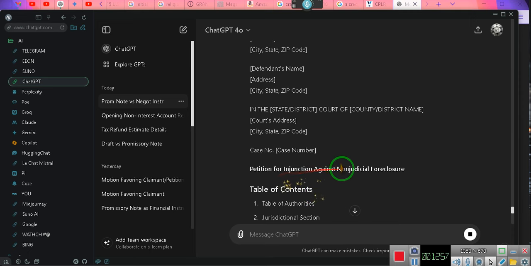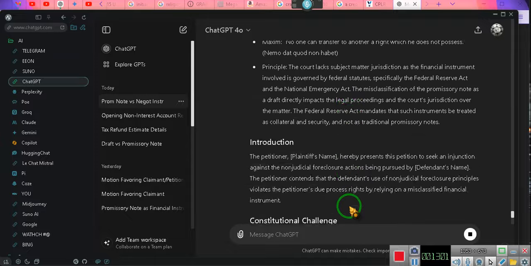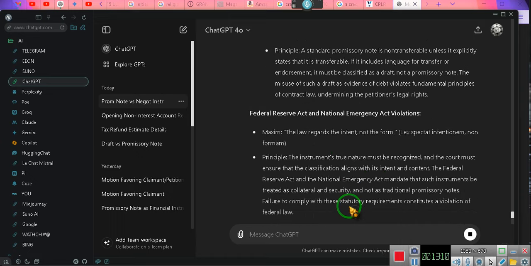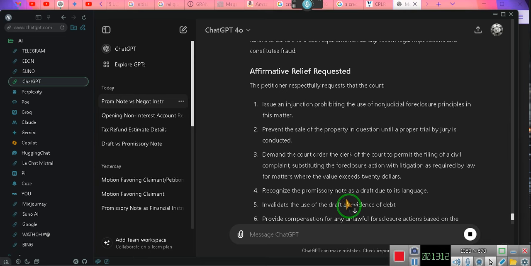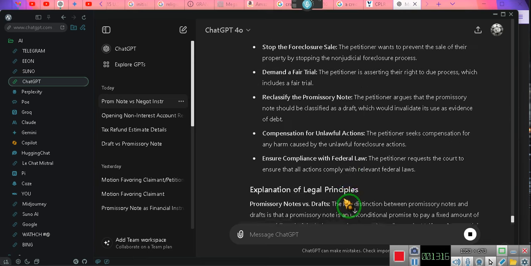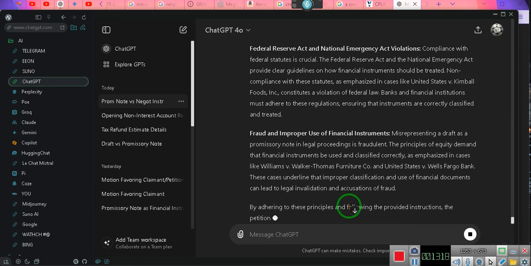A petition for injunction against non-judicial foreclosure, because we're saying non-judicial foreclosure is unconstitutional. That's what we're doing. So, ladies and gentlemen, take the time to go over this document, go over this ChatGPT. Now remember, the prompt I just put in, just take it and copy it all the word, because the prompt that I just put in includes all of the others. So we're going to do the continue.